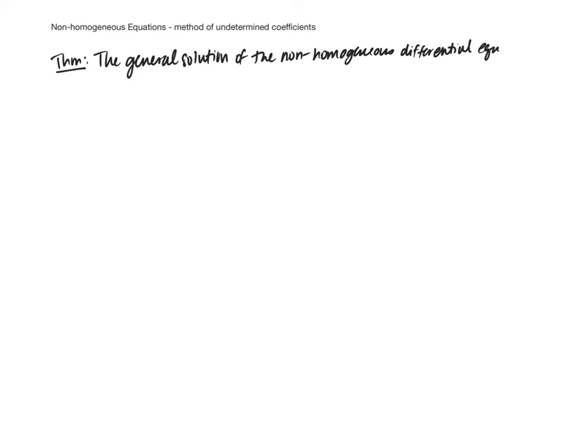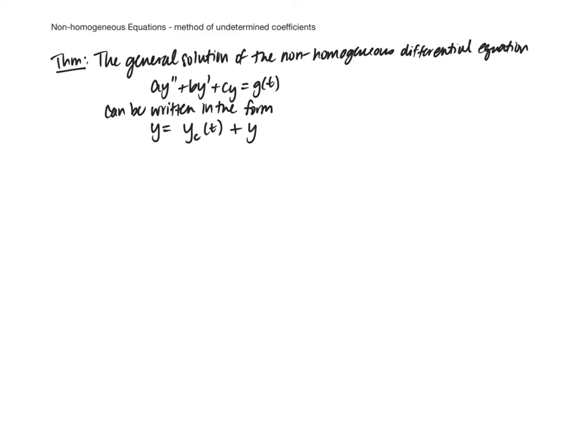So we'll start with a theorem. The general solution of the non-homogeneous differential equation AY double prime plus BY prime plus CY equals G of T can be written in the form Y equals YC of T plus YP of T.